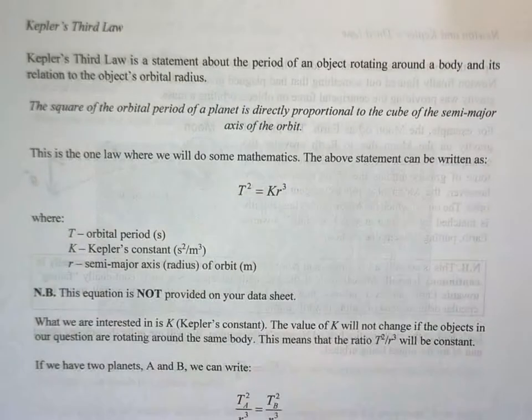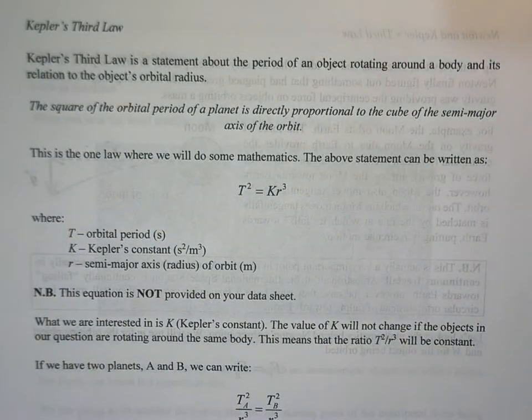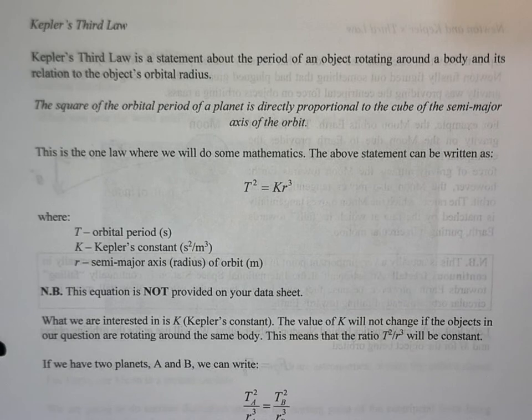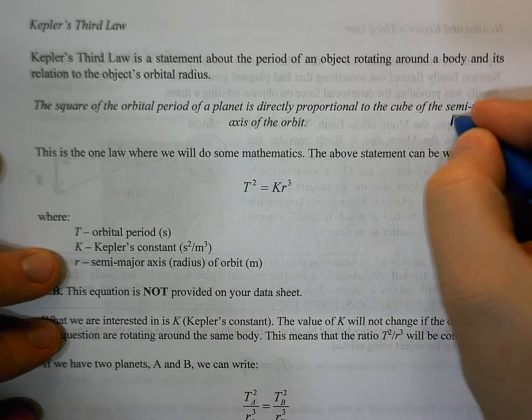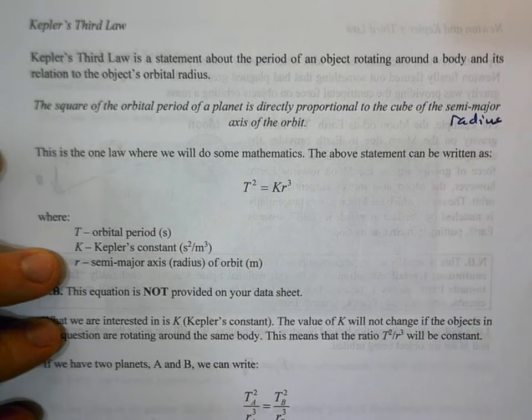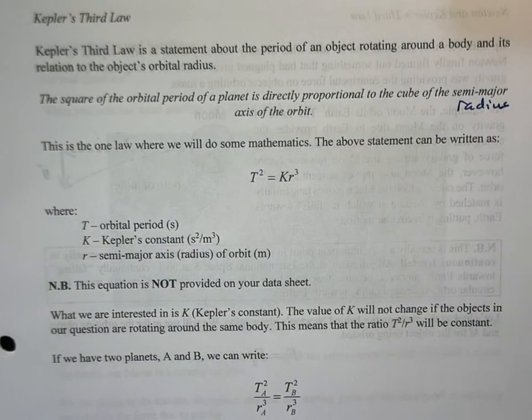The third law also has a very wordy definition. It says the square of the orbital period of a planet is directly proportional to the cube of the semi-major axis of the orbit. If you don't like the word semi-major axis, you can just say radius for our context in Physics 20. That works just as well.